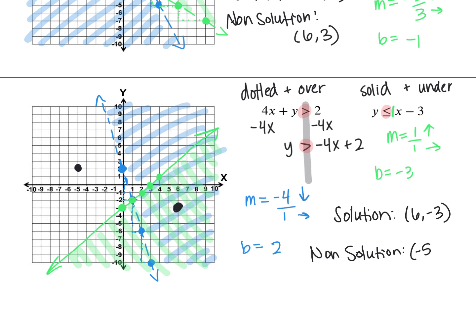So (-5, 2). All right, so just again, the solution to a system of inequalities would be any point that is in the area where both lines have shaded. So anywhere in this darker area. So that's how we find solutions to our systems of inequalities.